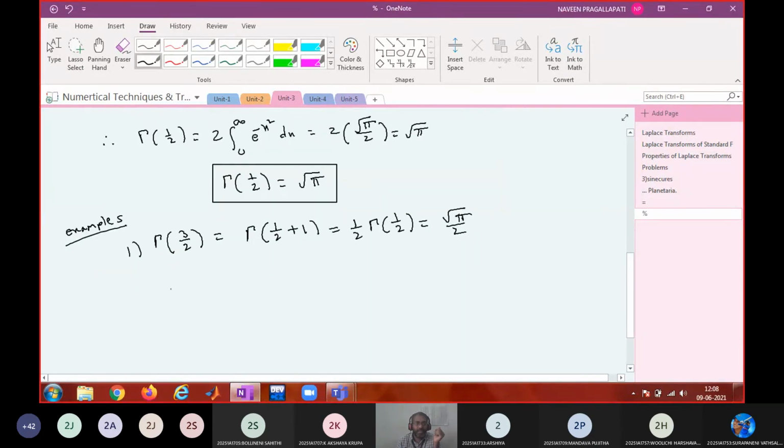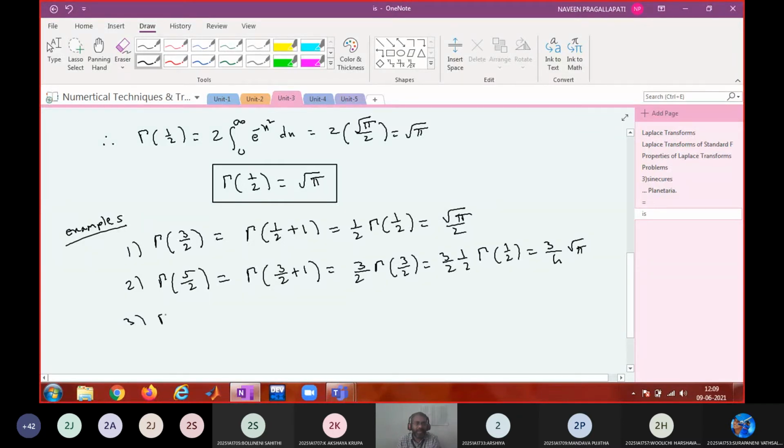Similarly, what is gamma of 5 by 2? How can I write gamma of 5 by 2? It is gamma of 3 by 2 plus 1. So this is 3 by 2 into gamma of 3 by 2. But what is gamma of 3 by 2? It is 1 by 2 into gamma of 1 by 2. Therefore, this is 3 by 4 into root pi.